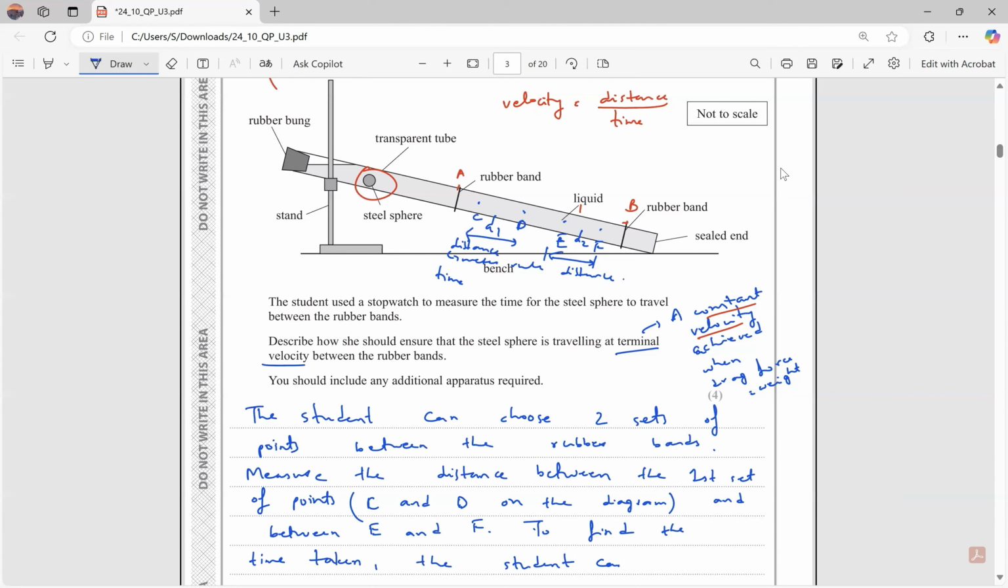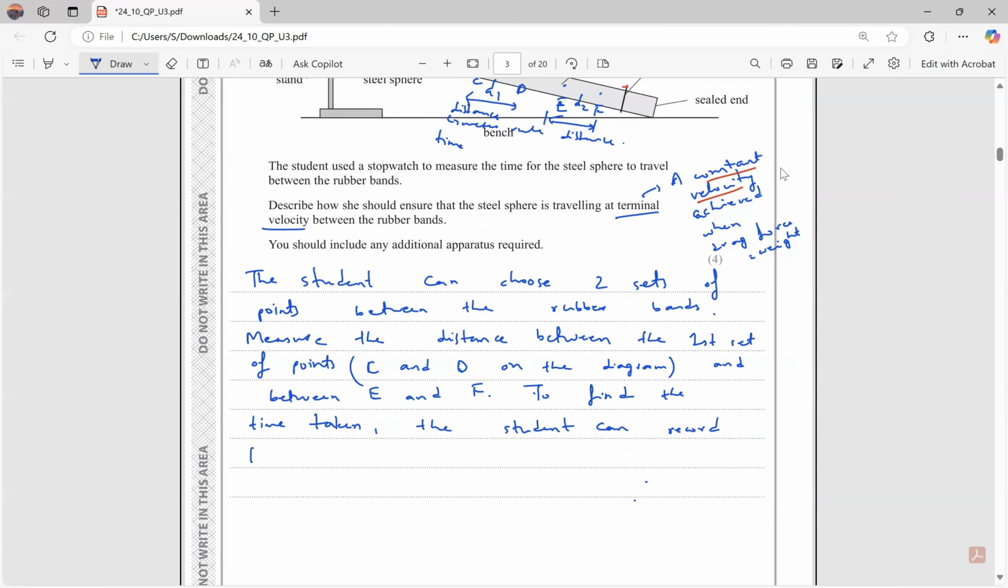the student can record the motion of the ball using a video camera and watch the video to track. Watch the video in slow motion. That's important.